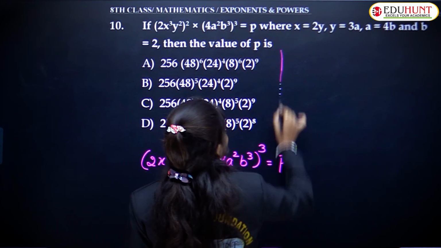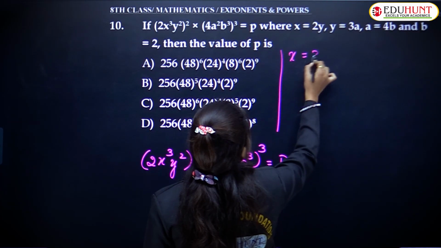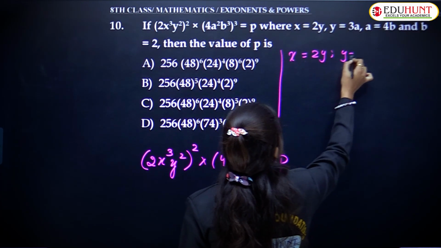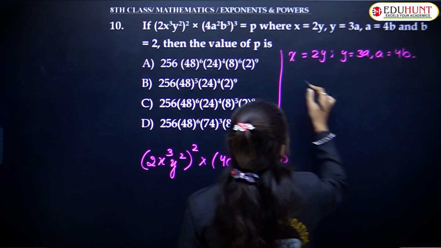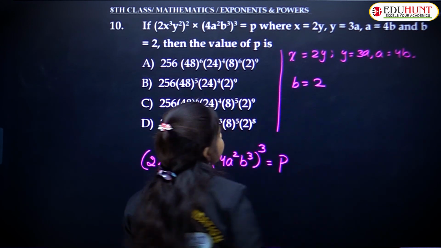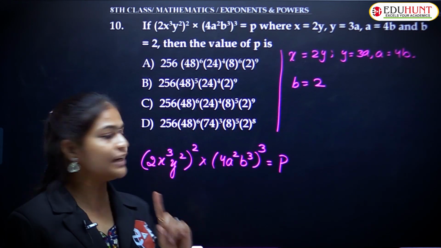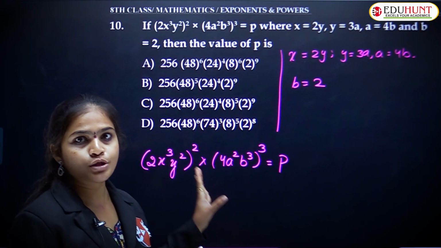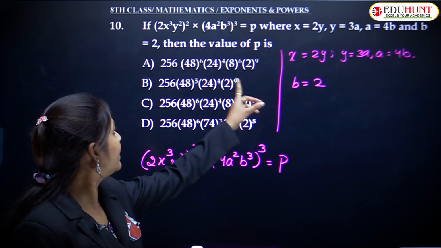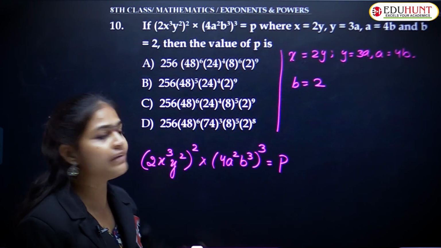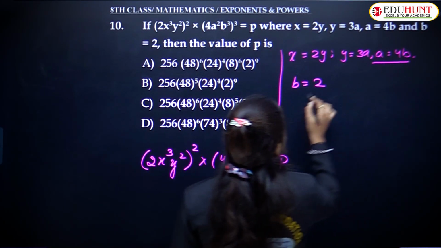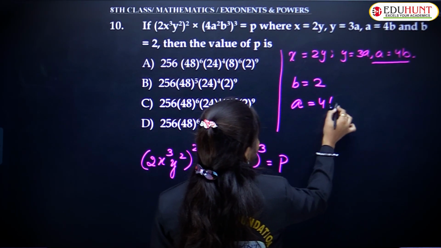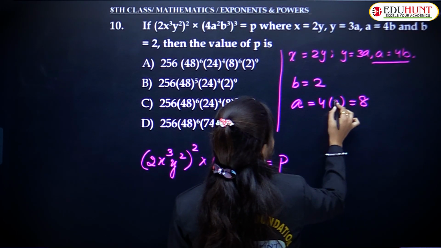See here. x is equal to 2y. y is equal to 3a. a is equal to 4b and they given b is equal to 2. Okay, so one of the values they given, that is the b value. So by using that b value we have to find these 3 values x, y, a. So b is equal to 2. So a is equal to 4 into 2, which is equal to 8.